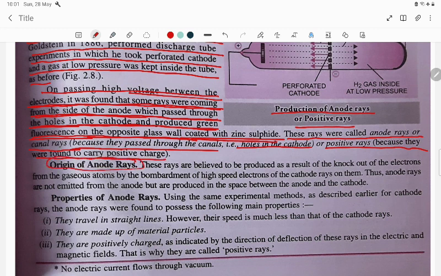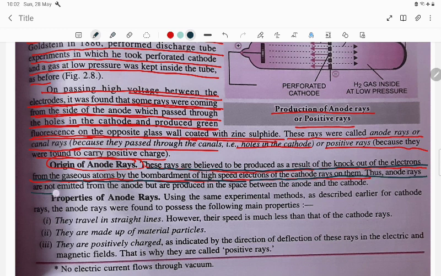Origin of anode rays: these rays are believed to be produced as a result of the knockout of electrons from the gaseous atoms by the bombardment of high speed electrons of the cathode rays. So, that is how they are being produced.